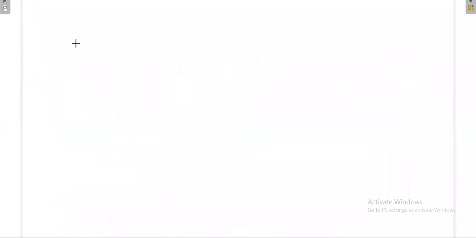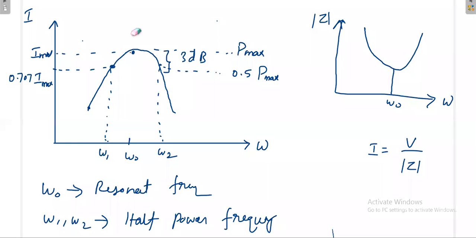Okay, so next, quality factor. Q means quality factor. By definition, Q is equal to f naught divided by bandwidth. That means when you have some circuit, say this is your circuit.